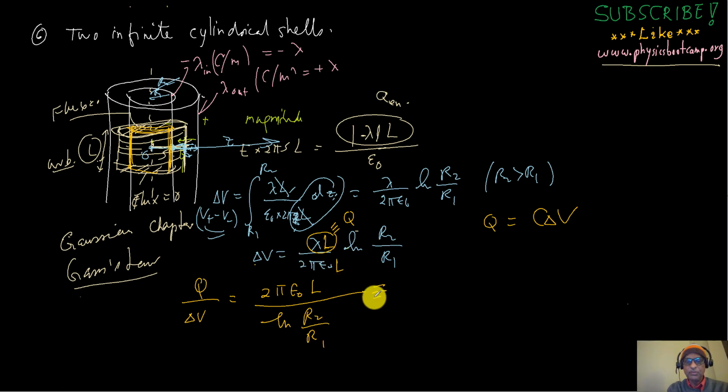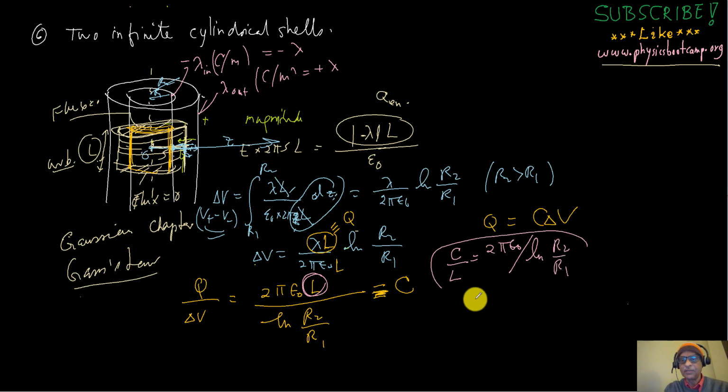So this will be equal to C from this formula, right? But there is an arbitrary thing here: L is arbitrary. So instead of saying C, in these cases we say C over L, per unit length. And that will be 2 pi epsilon naught over log of R2 over R1. So that's the answer.